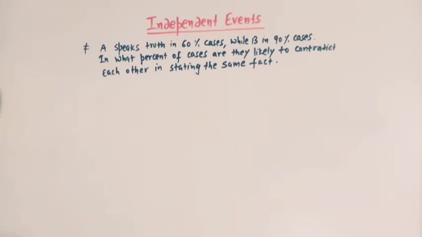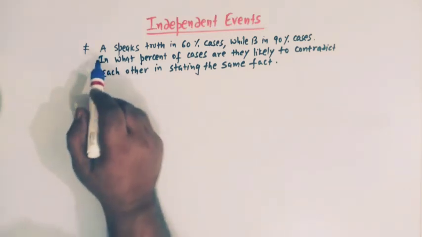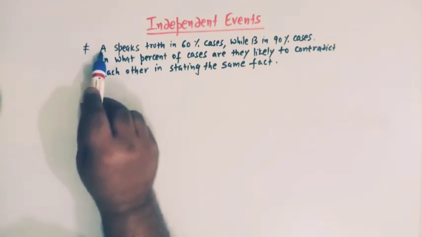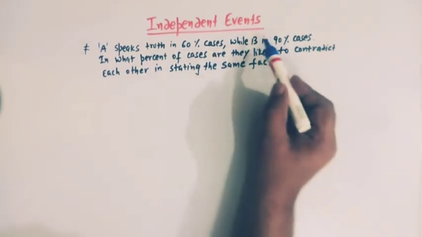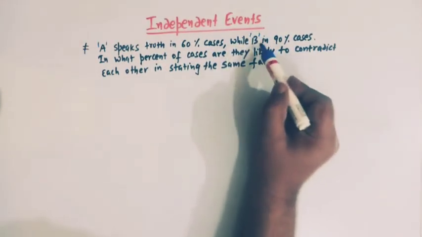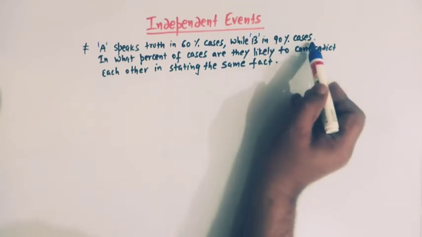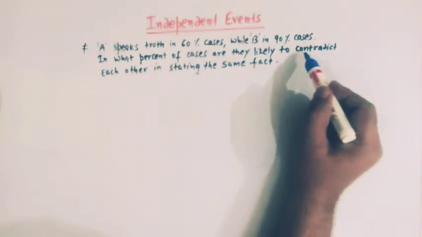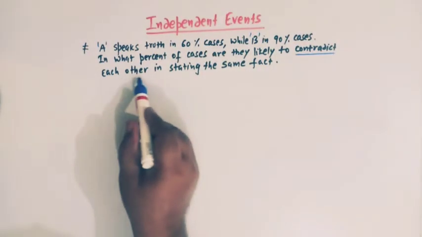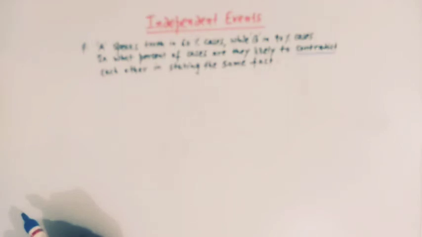Hello viewers, in today's class we are going to solve one problem based on the concept of independent events in probability. The problem is: a person A speaks truth in 60% cases while person B speaks truth in 90% cases. In what percent of cases are they likely to contradict each other in stating the same fact?